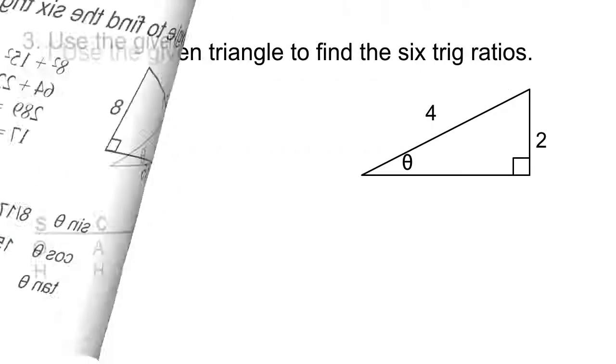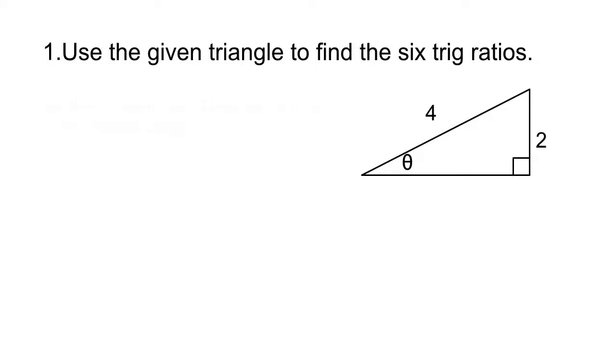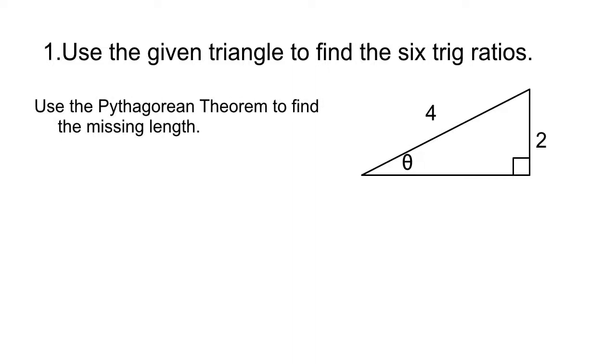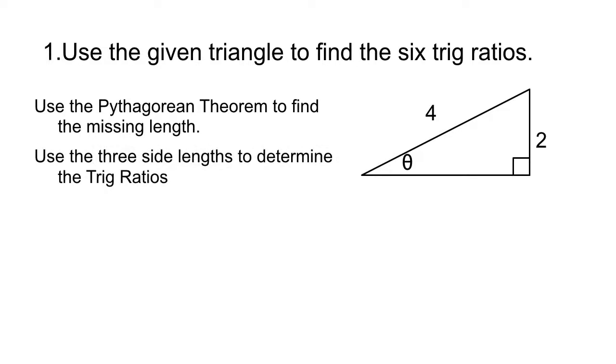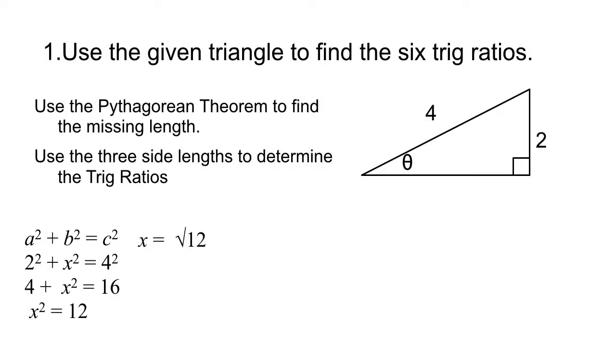Here we have another example. Again, the plan, we'll use the Pythagorean theorem to find that missing base, and then we'll use those 3 side lengths to determine the 6 trig ratios. Here's our Pythagorean theorem. We'll call the base x. So x squared equals 12, so x equals the square root of 12. And we'll just leave the base in terms of square root of 12. We do not need to simplify the radical.